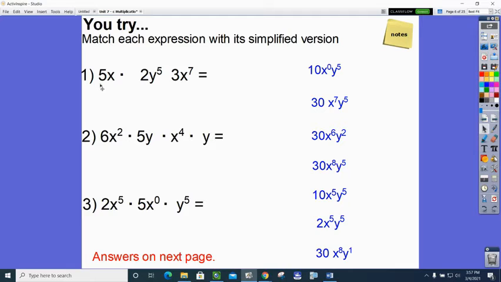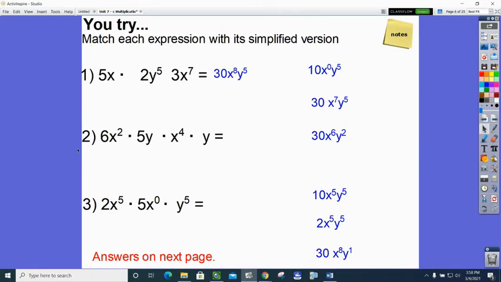Okay, let's start with number 1. 5 times 2 is 10, and 10 times 3 is 30. So our number in front is going to be 30. Don't forget there is a 1 here. 1 plus 5 is 6, plus 7 is 13. Oh, my bad. This is a y. Let's start again. 5 times 2 is 10, times 3 is 30. X to the first, x to the 7th, that would be x to the 8th, and then y to the 5th. Bingo, right here.